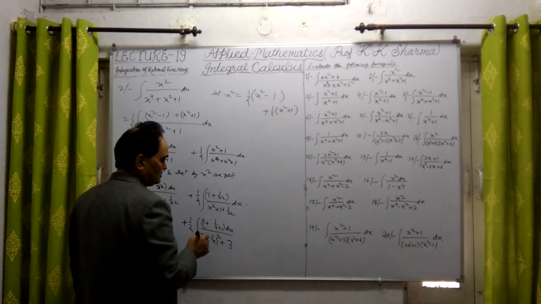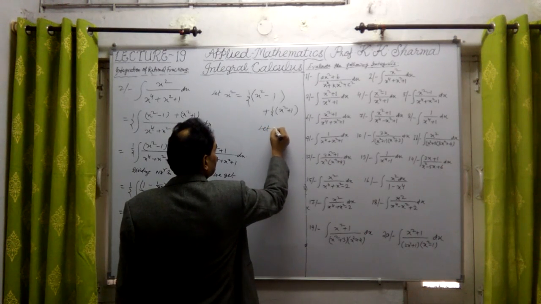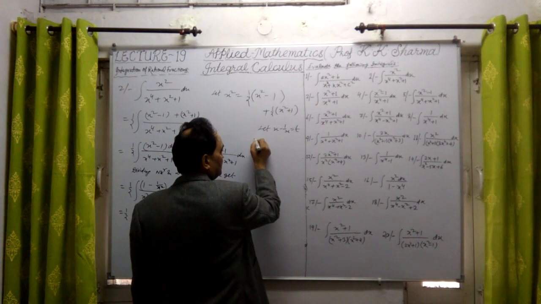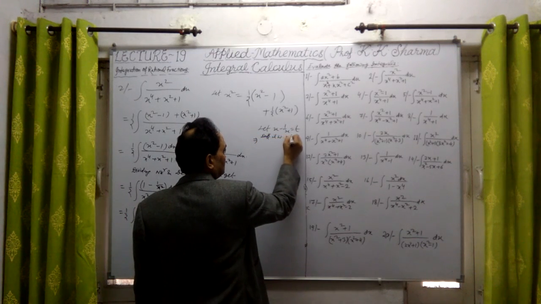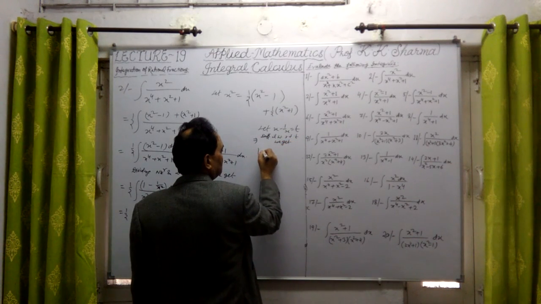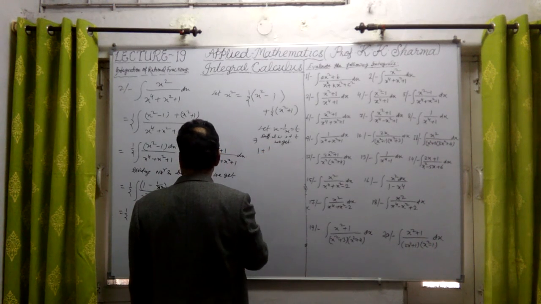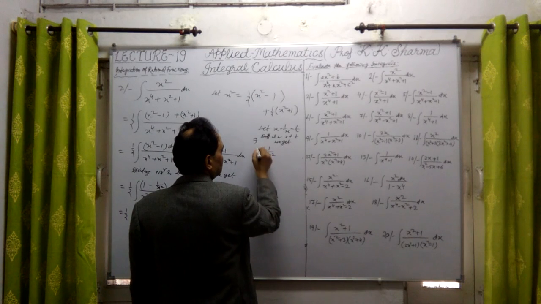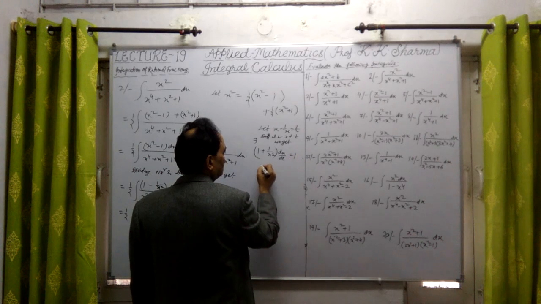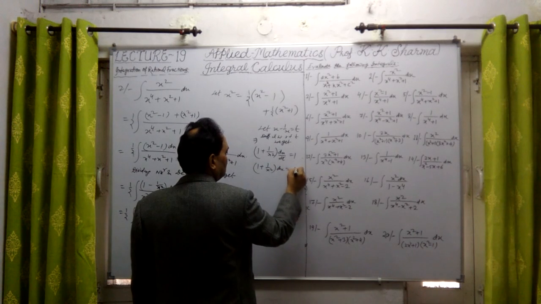Now let us say x − 1/x = t. Differentiating with respect to t, we get (1 + 1/x²) dx/dt = 1. So (1 + 1/x²) dx = dt.